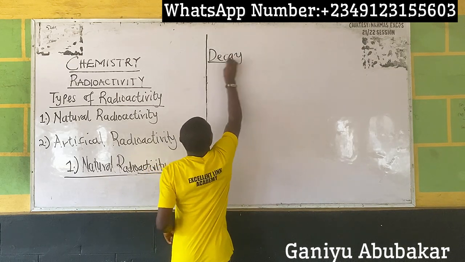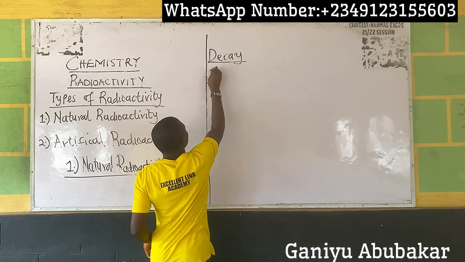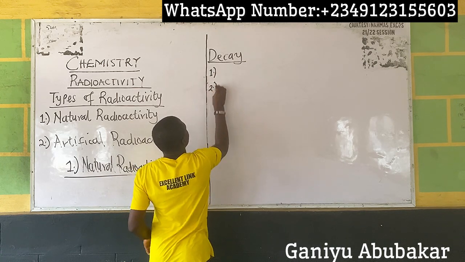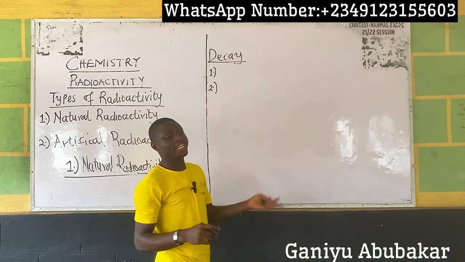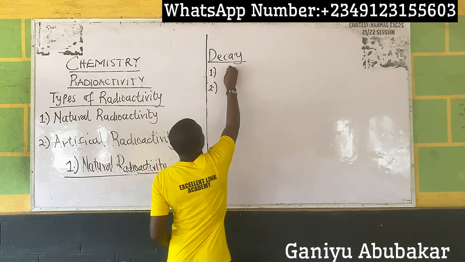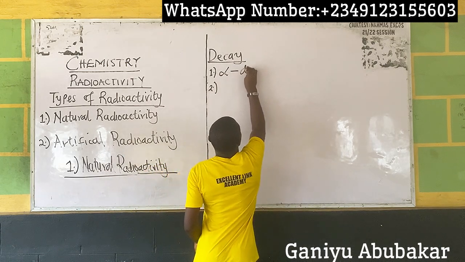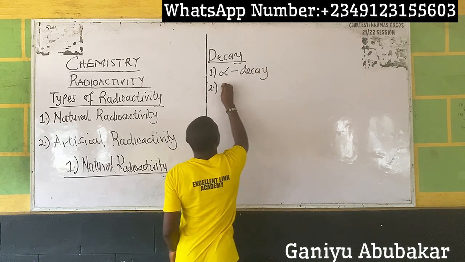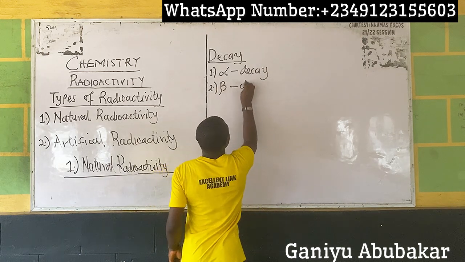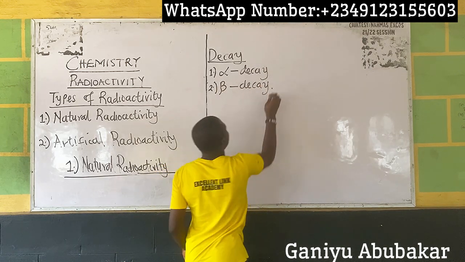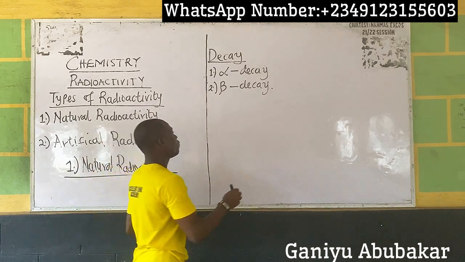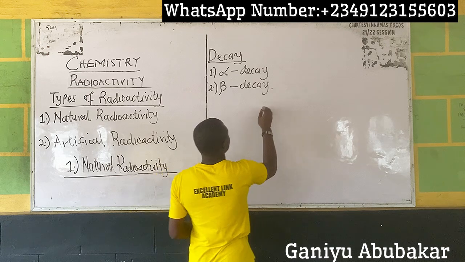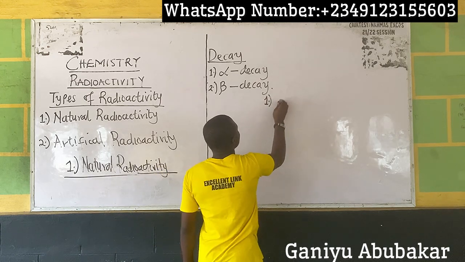When it comes to decay, there are two types of decay, which we call alpha decay and beta decay. These are the two types of decay that we have. Let's explain them one after the other, starting with alpha decay.